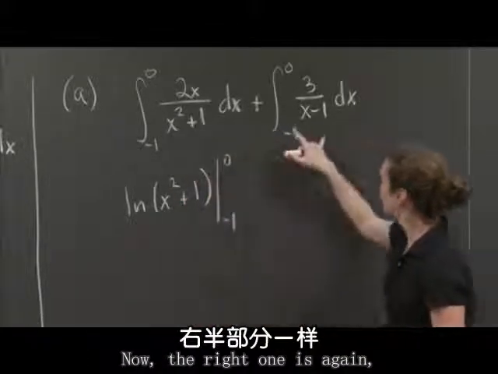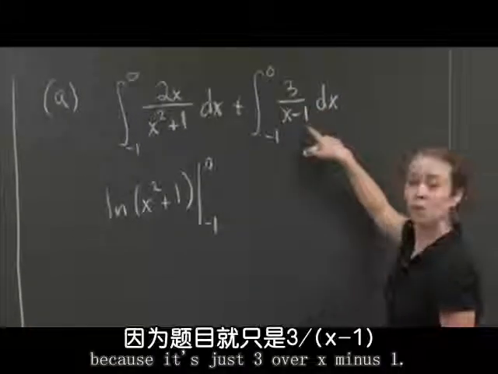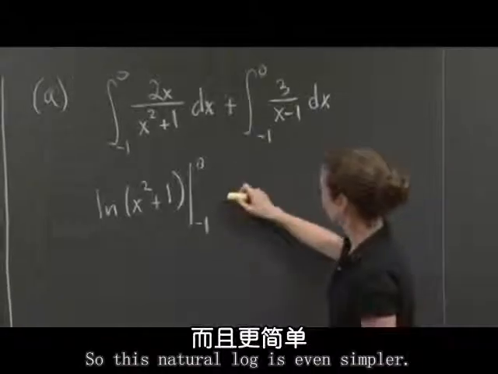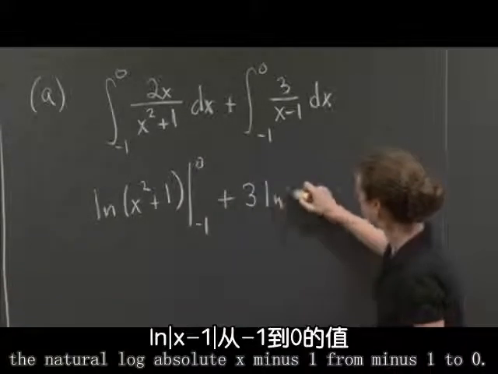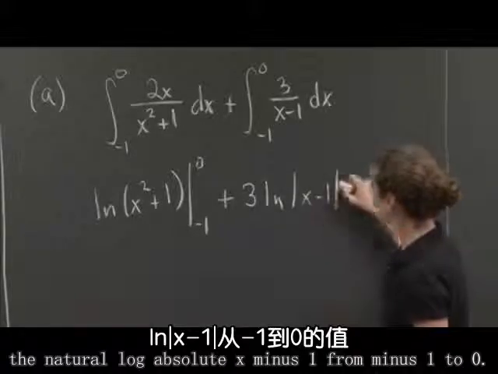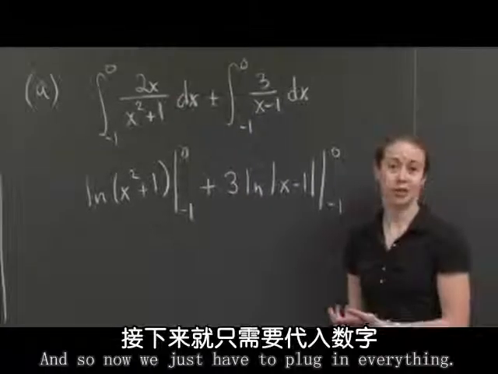Now the right one is again a pretty straightforward one because it's just 3 over x minus 1. That's a natural log again. So this natural log is even simpler. It's going to be 3 times the natural log of the absolute value of x minus 1, from -1 to 0. And so now we just have to plug in everything.